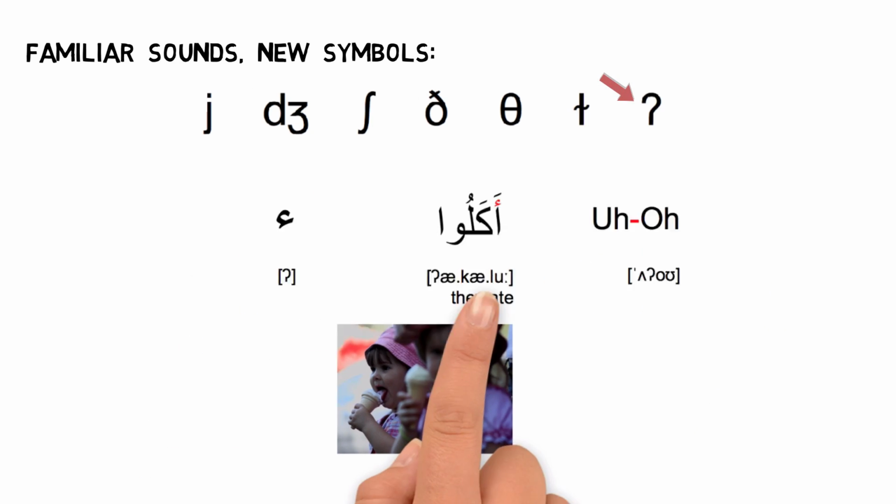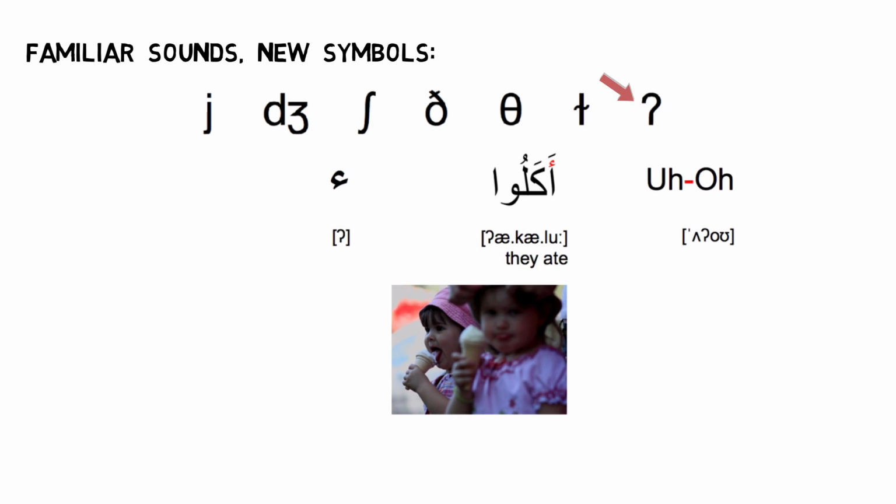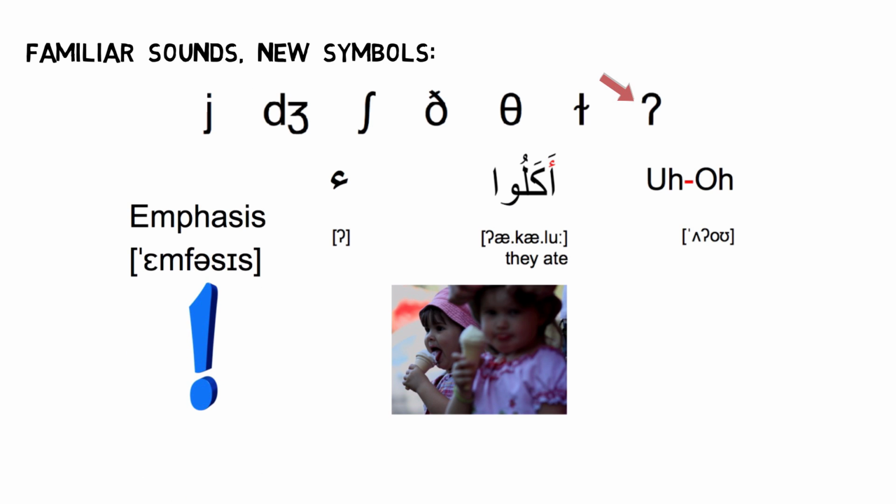Our last familiar sound is an odd little character known as a glottal stop. It's A, as in Arabic's akalu, or English's uh-oh, in between the uh and the oh. The glottal stop is what happens when your vocal cords slam shut or pop open on a vowel. In English, we often use this popping open glottal stop for emphasis.